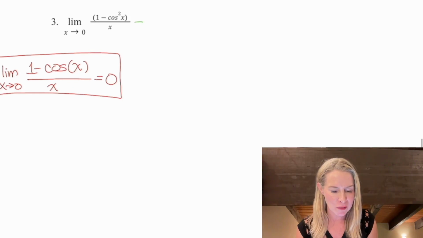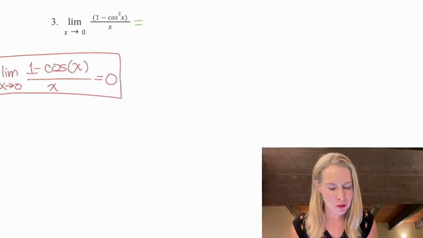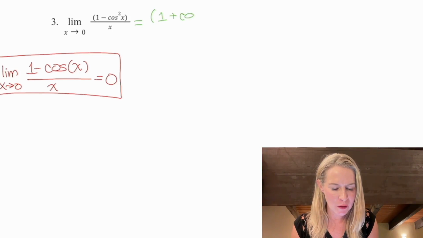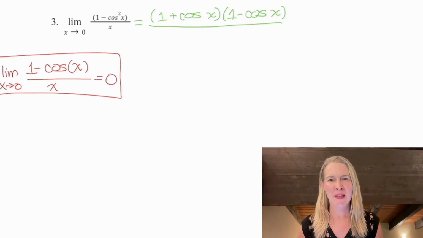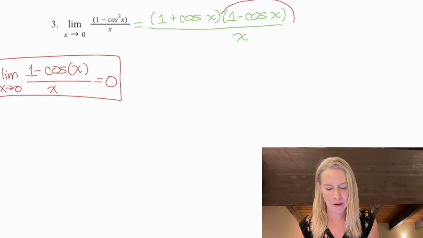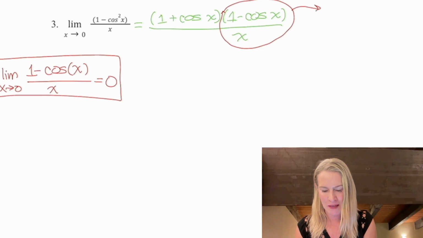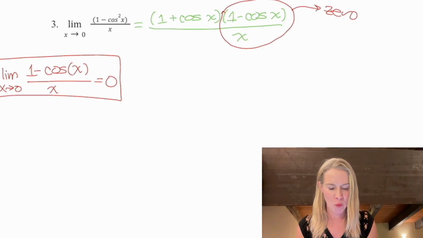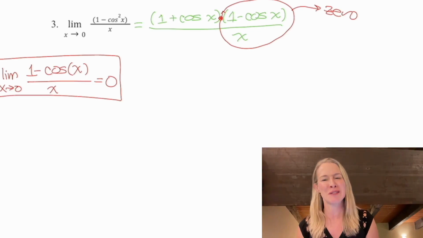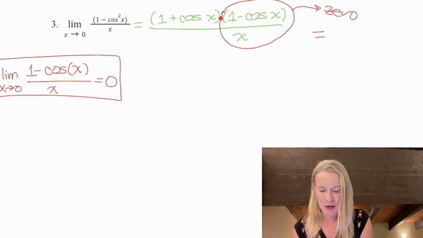But we can use factoring here. Limit as x goes to 0. You may recognize that the numerator is a difference of squares, and it can be factored as 1 plus the cosine of x times 1 minus the cosine of x, and that's all over x. So you can recognize this piece right here, 1 minus cosine x over x. As x goes to 0, this whole piece goes to 0. So we have 1 plus cosine x times a 0. Doesn't matter what 1 plus cosine x goes to, this entire limit goes to 0.